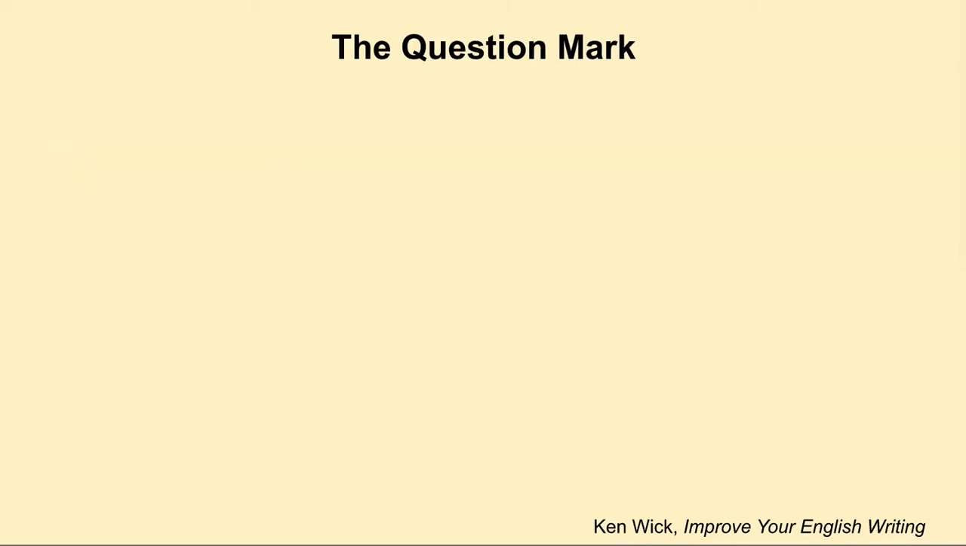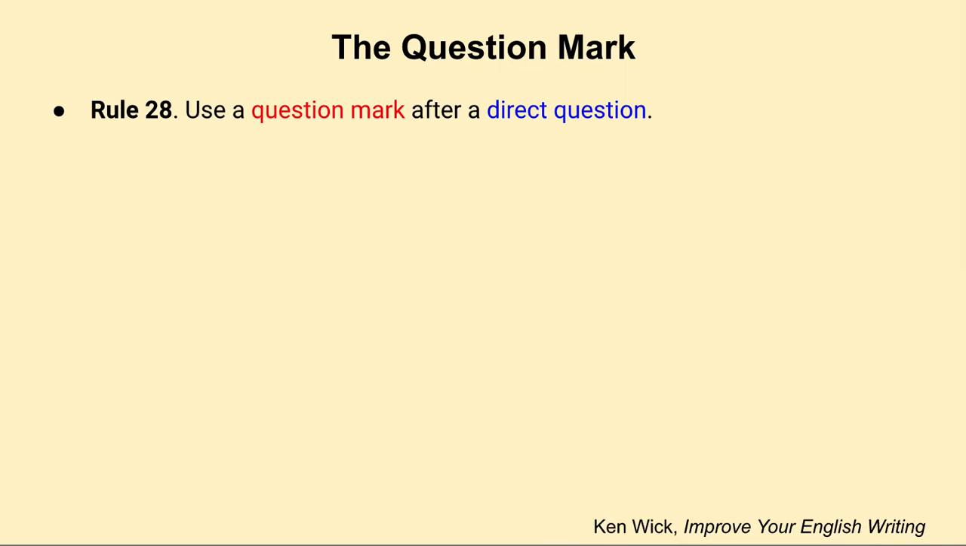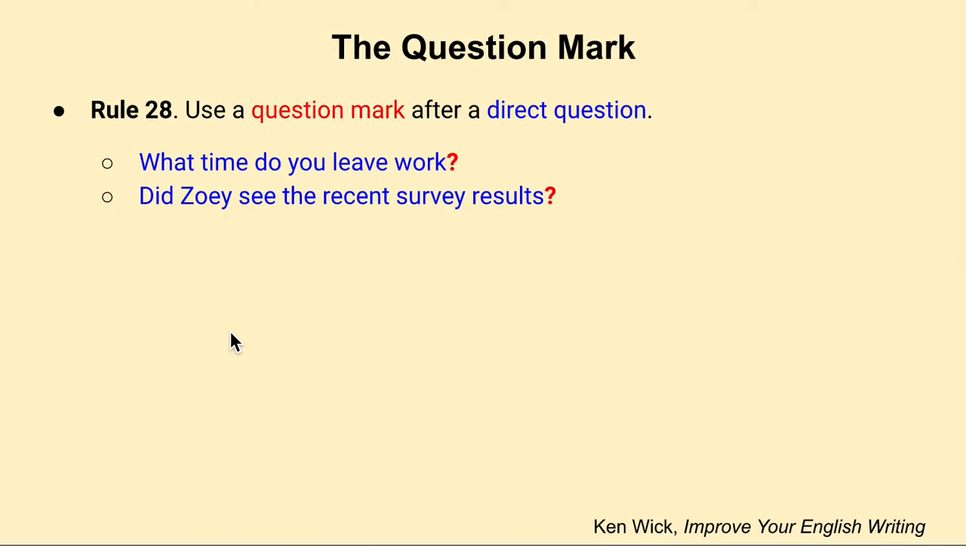So, rule number 28 is use a question mark after a direct question. Some examples are: what time do you leave work? And did Zoe see the recent survey results? Both of these sentences are asking a direct question. Therefore, you would put a question mark after the direct question.